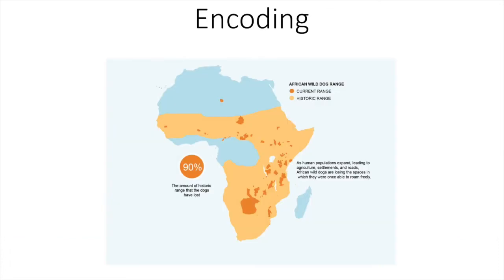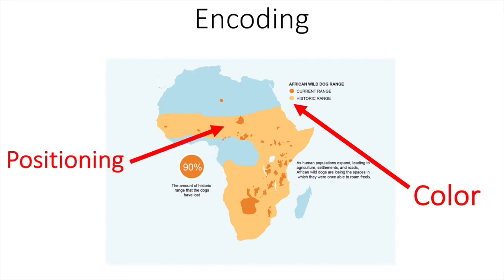For my location display, the 2 different shades of orange are encoded to represent the 2 different categories of habitat range, current and historic, positioned throughout Africa.